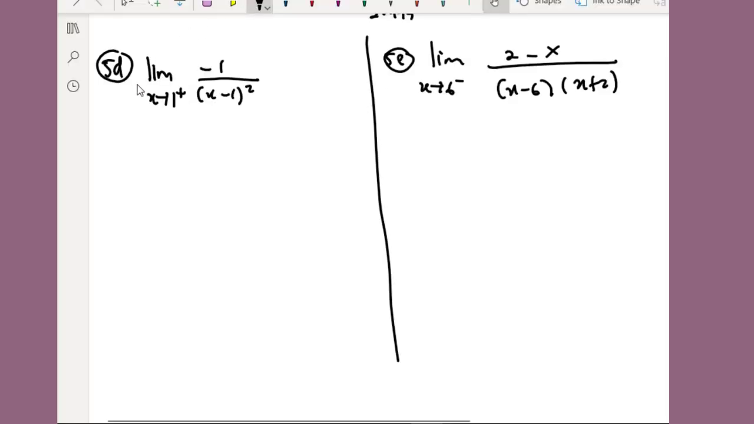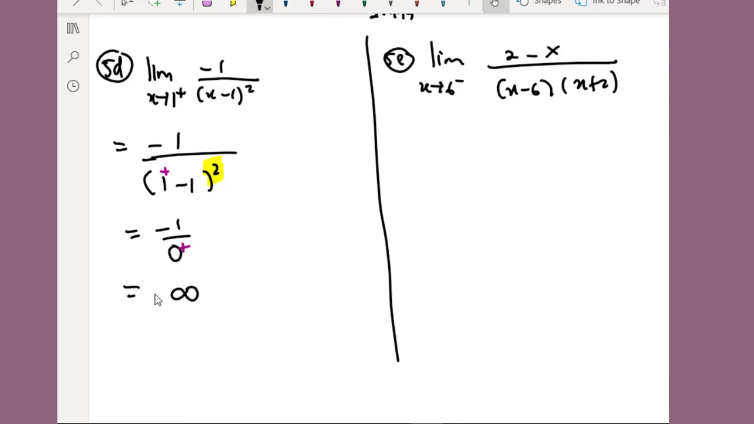For number 5d, limit of negative 1 over x minus 1 squared as x approaches 1 from right. Substitute: 1 minus 1 is 0. Then this one is from right. Actually, this is squared, and squared always gives a positive answer. So this one is negative 1 over 0. Actually, the denominator gives a positive answer. Why? Because of the square, an even power. So the answer is 1 over 0 is infinity, then negative, because of the negative in front.